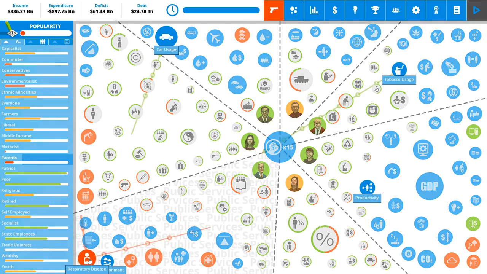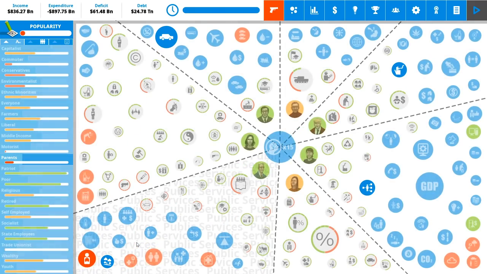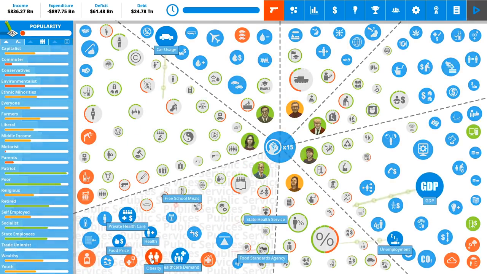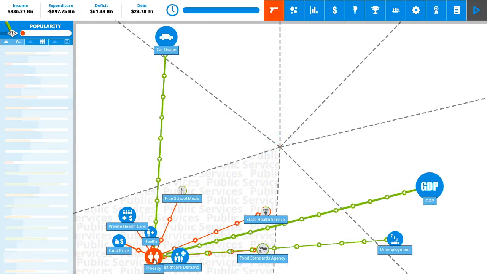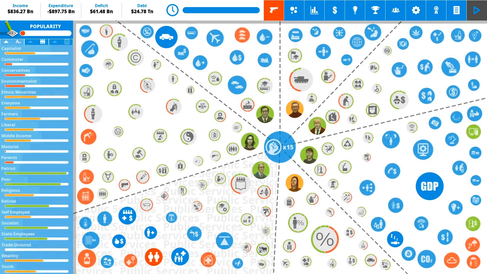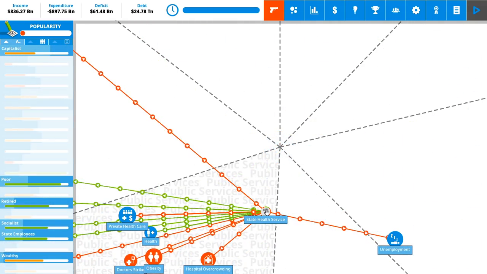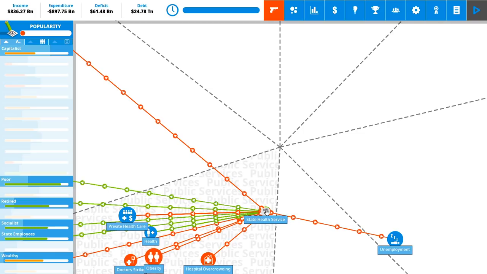We've already seen respiratory disease, understandable under the circumstances, and obesity. There is a massive obesity crisis. So we need to do something about that too. What's affecting that? Car usage is affecting that. GDP is affecting that too. Meanwhile, state health service, oh dear, the state health services, that's very small. We might need to do something about that because that's making a lot of people unhappy.